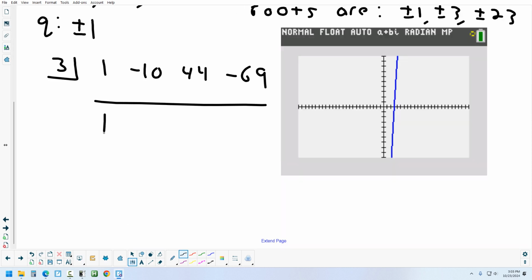Okay. Let's do this out. Bring down the 1. What's 3 times 1? 3. Negative 10 plus 3. That's negative 7. 3 times negative 7. So negative 21. Add those up, and we're going to get negative 23. What's 3 times negative 23? That is negative 69. Add those up, and we get 0. Perfect. So that proves that 3 is a root.